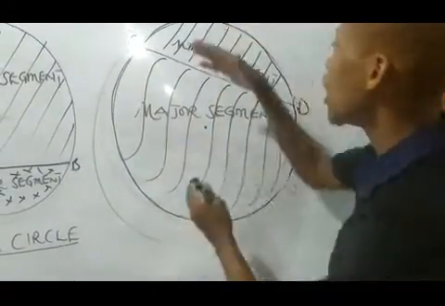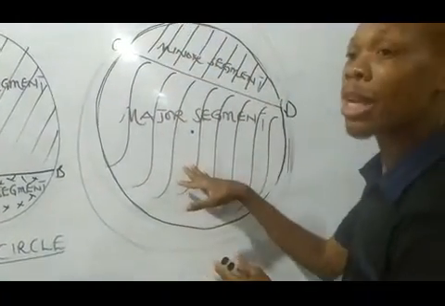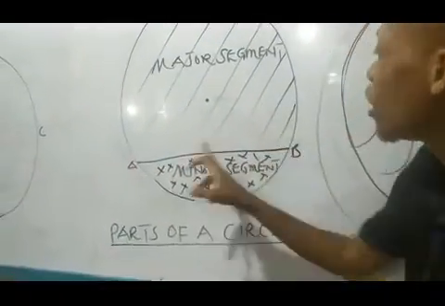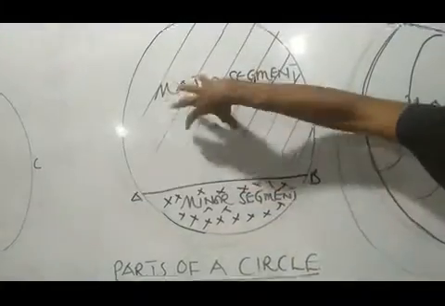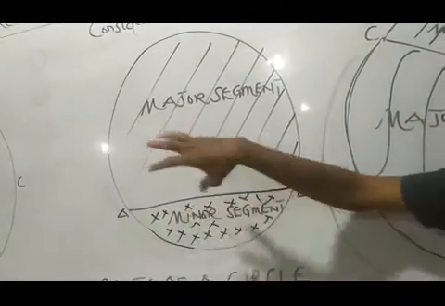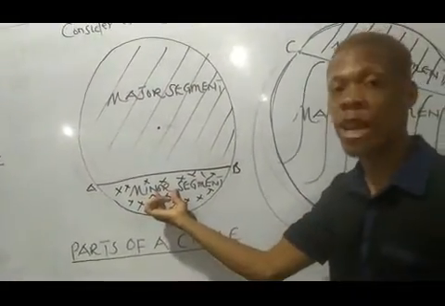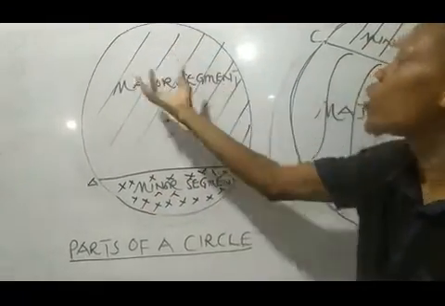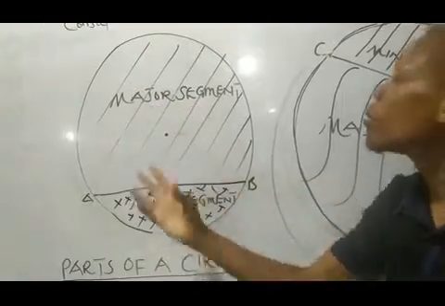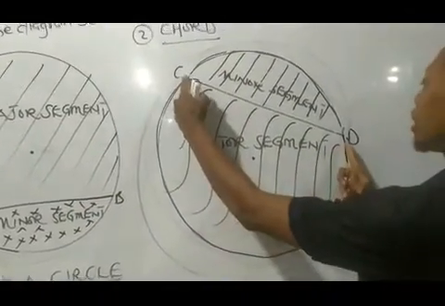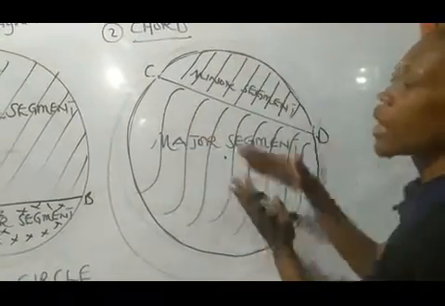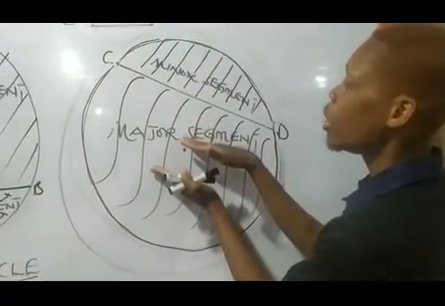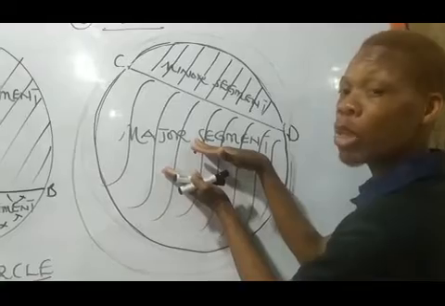One, it will divide a circle into segments, as you are seeing. Look at the chord AB here. The chord AB has divided a circle into segments, this segment and this segment. The smaller side is called the minor segment. The bigger side is called the major segment. The same thing here. This chord CD has divided a circle into two. Smaller side, minor segment. The bigger side, major segment.